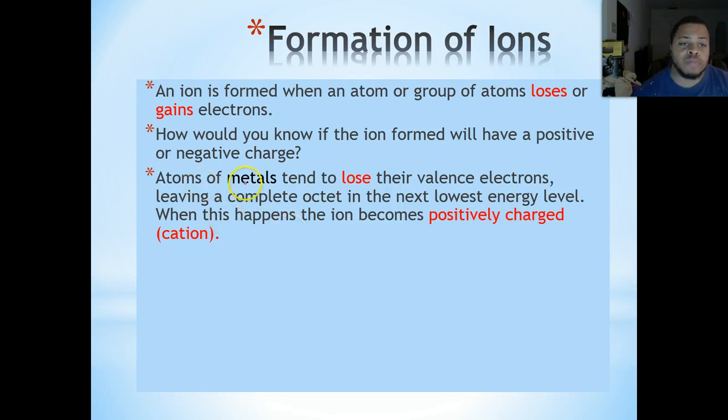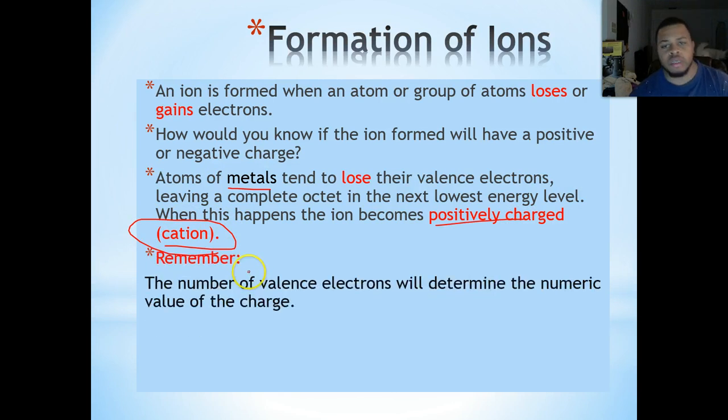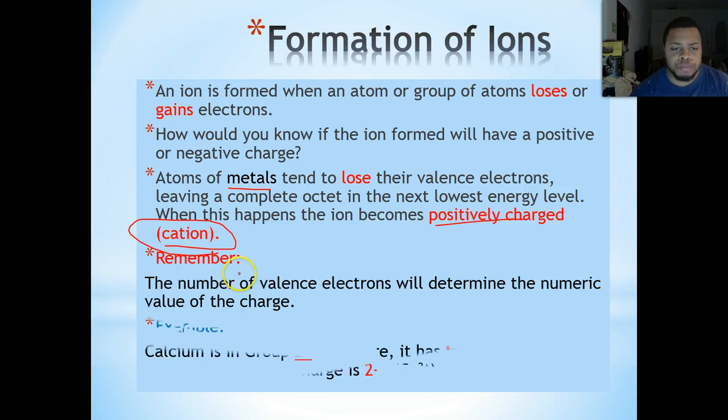Now, atoms of metals, specifically, tend to lose their valence electrons. This is going to cause them to end up with an imbalance of electrons, more positive than negative charges. This is going to make them overall positively charged, and we call these things cations, as you see here. Now, remember, the number of valence electrons is what we're going to use to determine what the charge is going to be, and I'll talk to you about that in a moment.